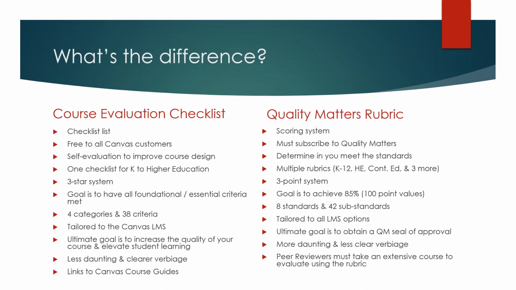The Quality Matters rubric is more daunting and the verbiage is less clear. And peer reviewers actually take extensive courses to evaluate using the rubric. And we here in eLearning have taken the 2-week course and have the annotated rubrics with examples and how to analyze a course. So it's not something that is as easy to go over for a quick self-evaluation as the Canvas checklist.